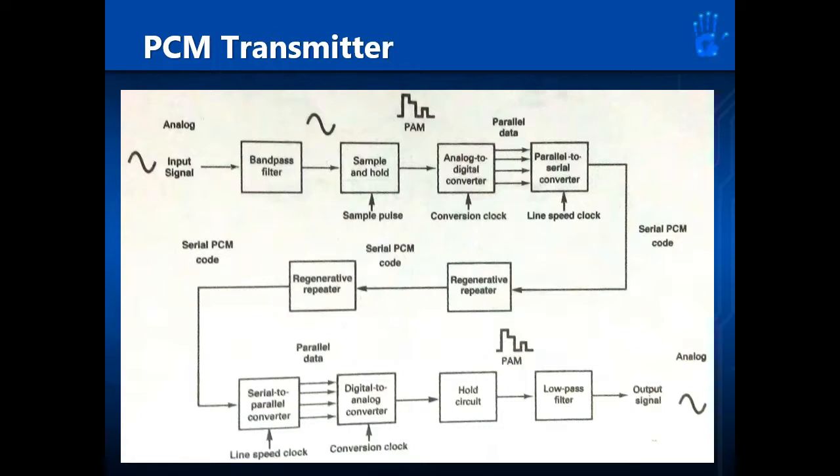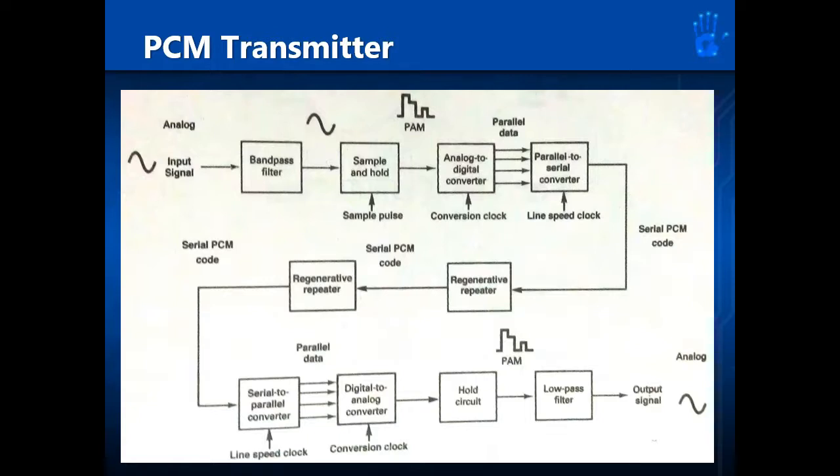And then after passing through a bandpass filter, it will go to the sample and hold circuit. The sample and hold circuit is basically the counterpart of a modulator for an analog modulated signal. What the sample and hold circuit does is it periodically samples the analog input signal and converts those samples to a multi-level pulse amplitude modulated signal, or PAM.